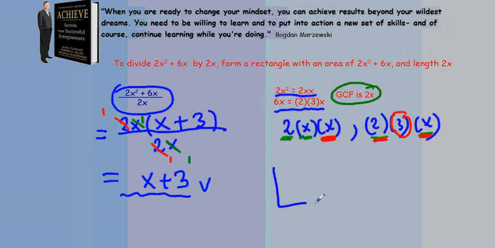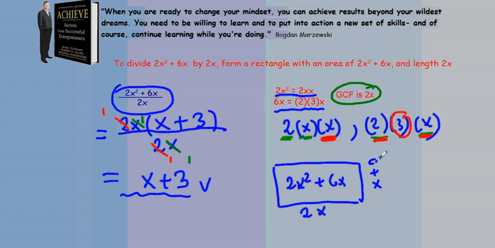So the rectangular shape, just to summarize, with the area of 2x squared plus 6x can be factored into the following: 2x and x plus 3 on this side. Because when you multiply together length times width, you must get the formula for the area.